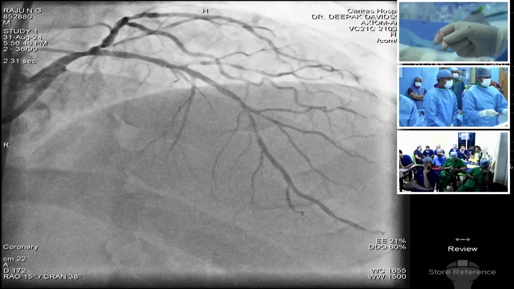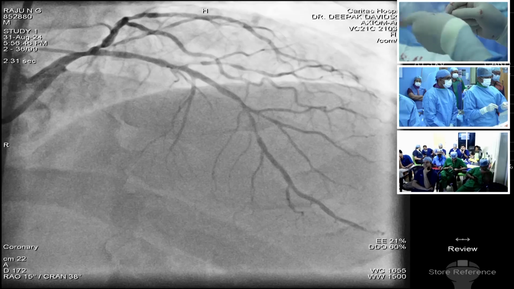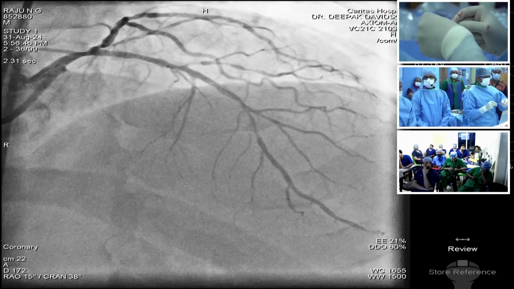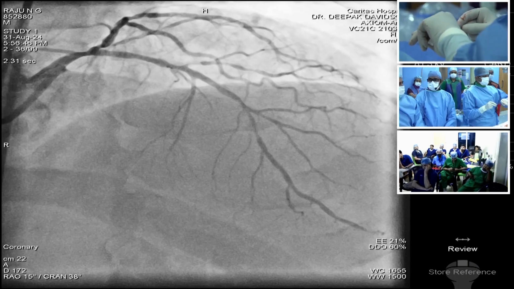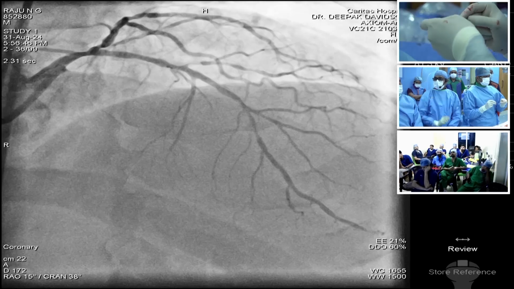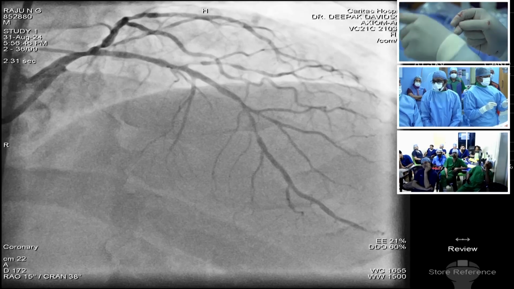Vishnu, get another one. In case we are planning the circumflex also, circumflex and LAD by left main bifurcation, get another New York wire. Okay.